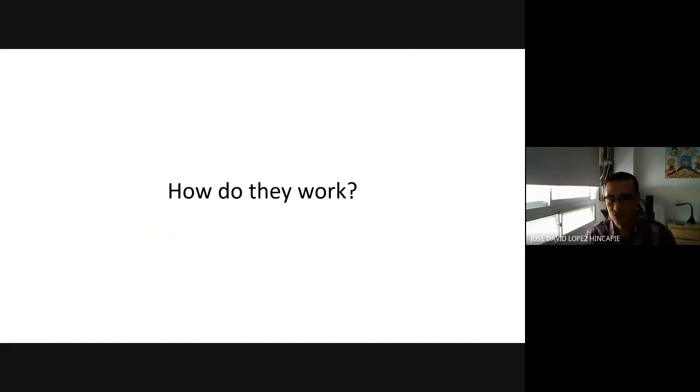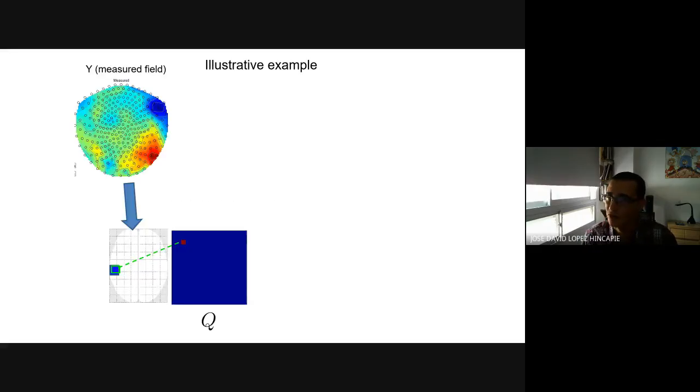So the question is how these priors work. What do they do in our model? So let's see this illustrative example, and I say I have some measured activity. And a priori, I will say, okay, I think that this activity is located in this part of the brain. So let me explain the Q matrix to you, how this works. The Q matrix is a number of dipoles by number of dipoles.